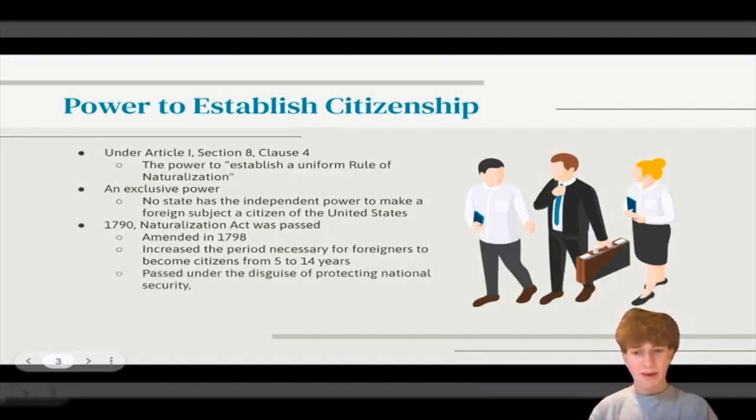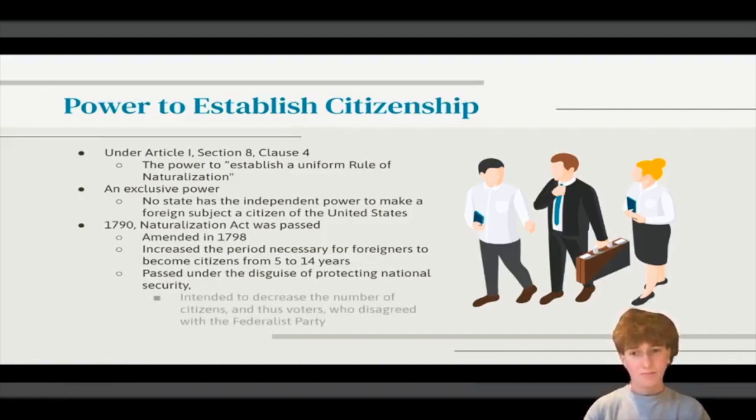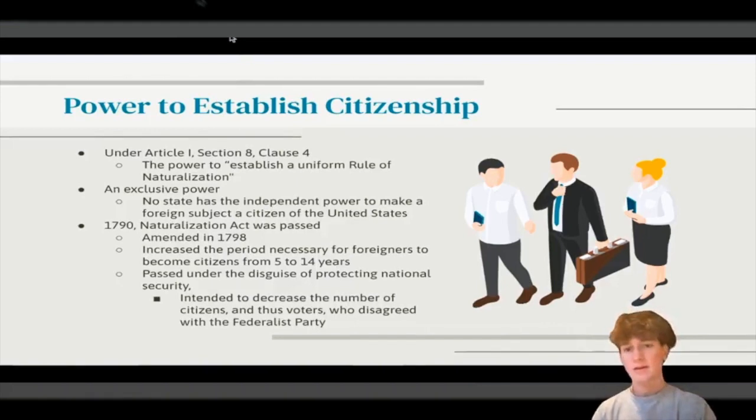And basically, it was passed under the disguise that they wanted to protect national security. But what people really think is that it was intended to decrease the number of citizens and voters who disagreed with the Federalist Party. And yeah, those are my two powers.